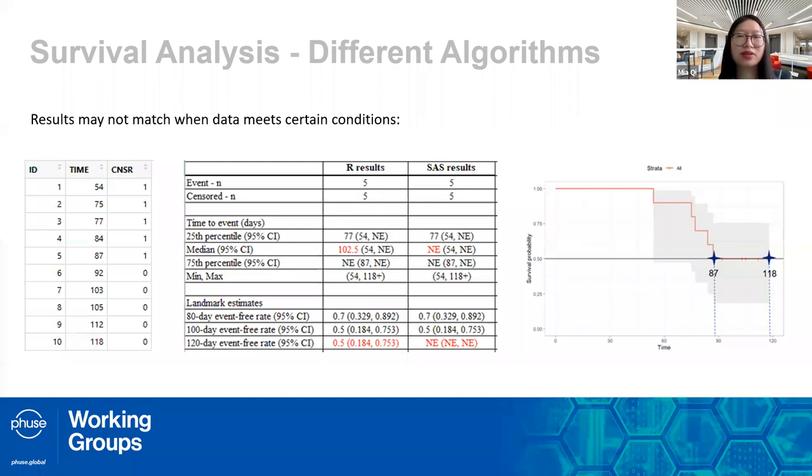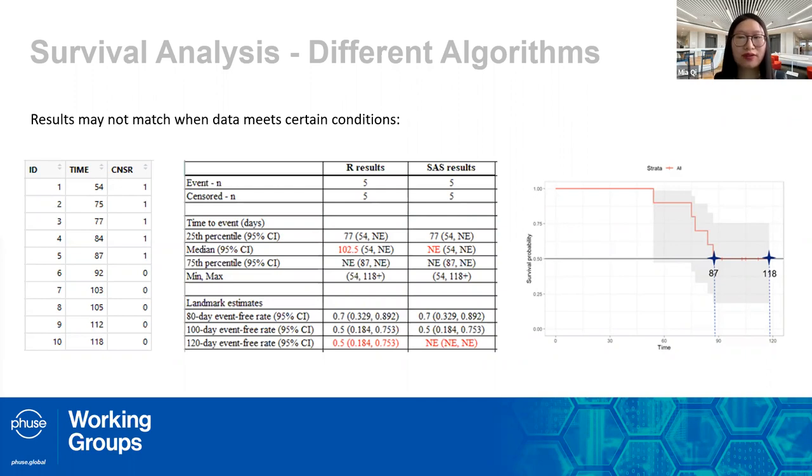Thank you. The other possible reason we found for a discrepancy is different algorithms or different implementations of common algorithms. This discrepancy is highly dependent on data. You might see the discrepancy in one data set, but might not see it if you use another data set. For example, this data set has 10 observations. The first five observations are all events, and the rest of the five are all censored. But for the median estimate, you could see that SAS and R give different results. The reason is that there are several time points having exactly 50% survival probability. You can see it from the Kaplan-Meier curve.